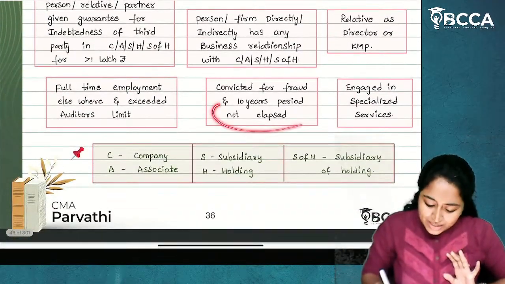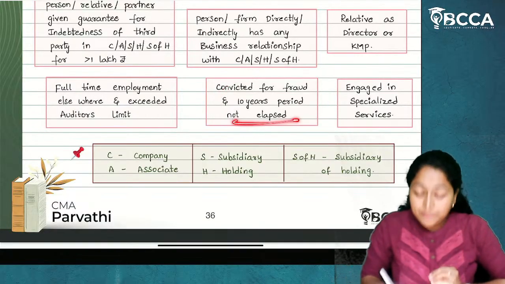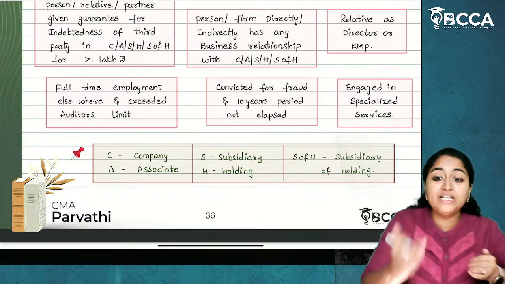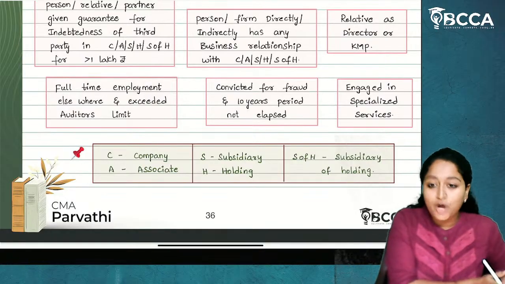I hope it's clear. Next, convicted for fraud and a 10 year period has not elapsed after the date of release, not from the date of imprisonment.